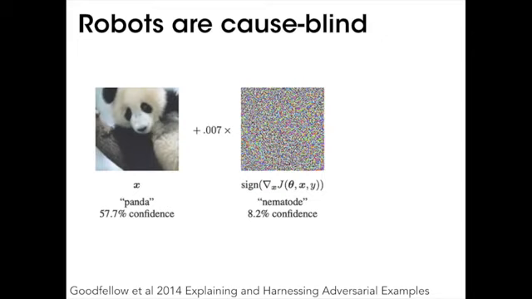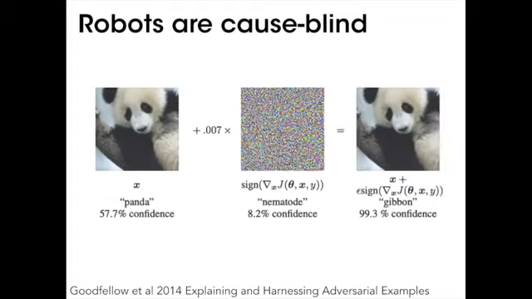If you feed only this noise to the neural network, it'll tell you it's a nematode with confidence 8%, right? So it doesn't know what it is. It's nothing. It's just guessing. But if you mix them, you get the image on the right, which to a person looks identical. You can't tell them apart. They're the same thing. But now the neural network is really sure this is a gibbon.